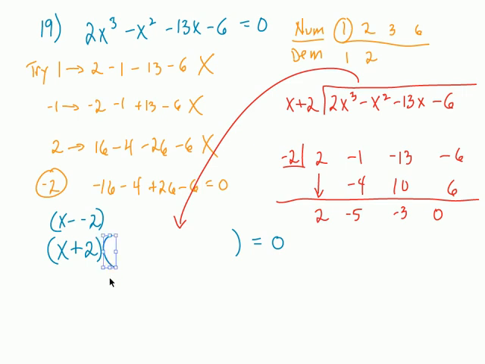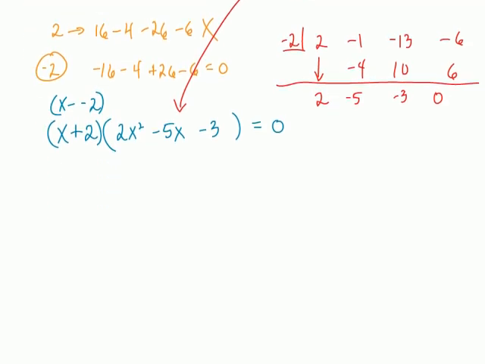So now we know what this is. This is our remainder, our constant, our x squared. So what's going to be in here now? 2x squared minus 5x minus 3. You with me so far? A lot of steps to this problem, aren't there? There's a ton.